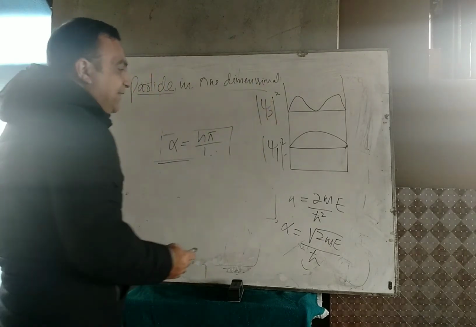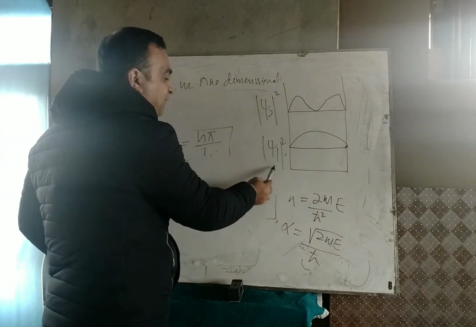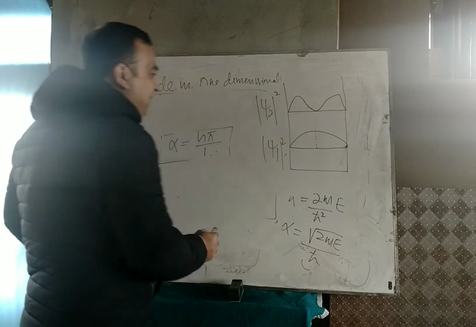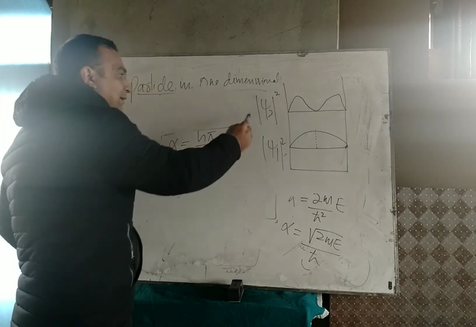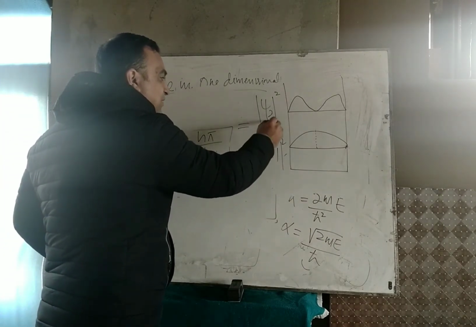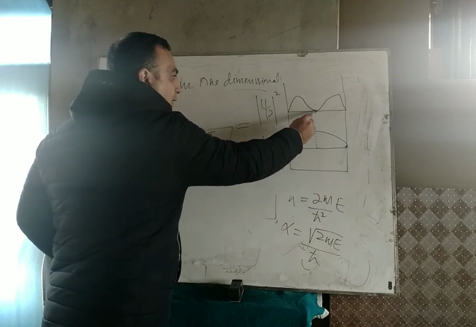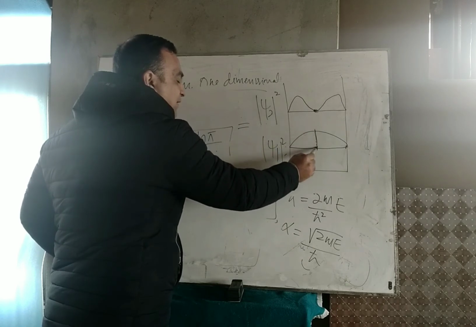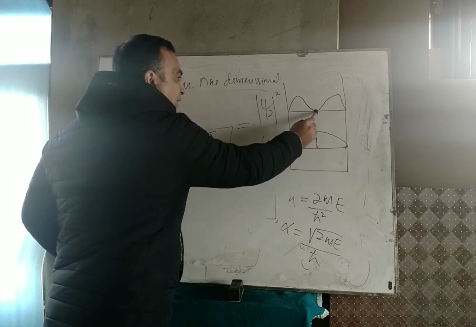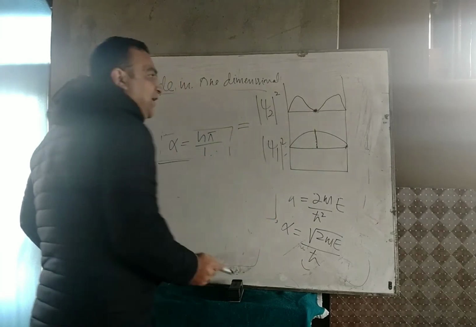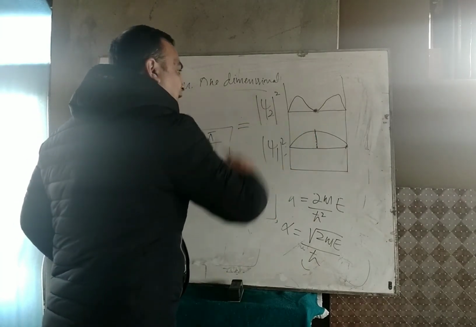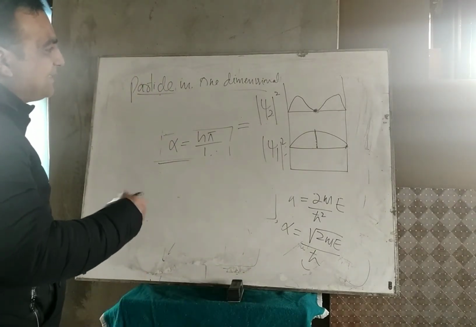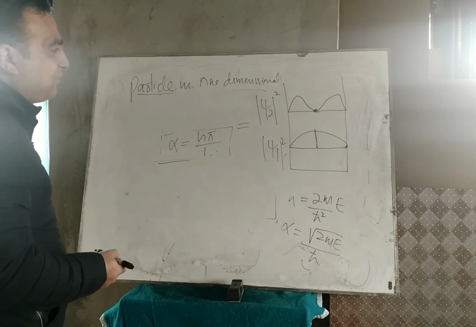Now you can see the maximum probability of finding the particle in the first state is at the middle. This is the maximum probability. And in the next state, n is equal to 2, in the previous case the probability was maximum at the center, but in the next case the probability of finding the particle at the center is 0. You cannot find the particle at all at this point. So this is how the probability density is plotted for this wave function.